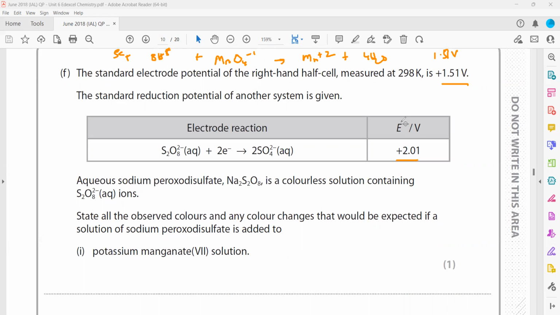So whenever two electrode potentials are given, how do you identify which one is oxidation and which is reduction? The one with the higher voltage, the higher positive value, or even if both are negative, the one with the higher value undergoes reduction. So for this one reduction happens, and for this one oxidation happens. For the one where reduction happens, the forward reaction occurs. But for the one where oxidation happens, the backward reaction occurs, like Mn2+ turning into Mn7+. So the question is, if we add this to potassium manganate solution, what will we observe, or what will the color change be?